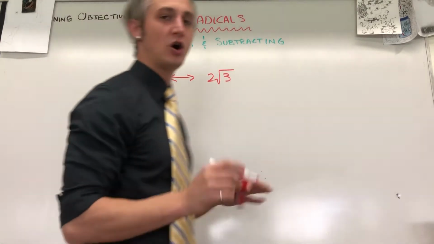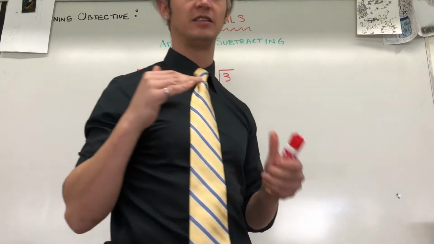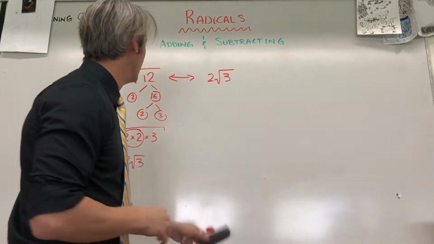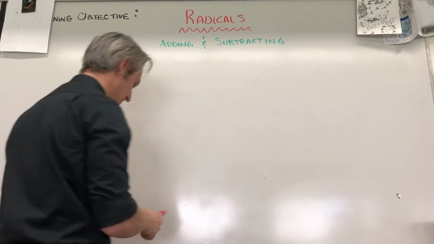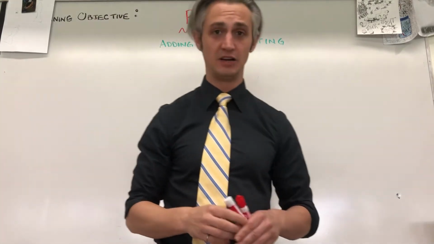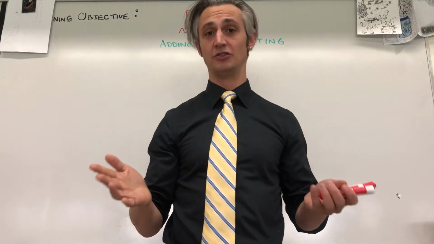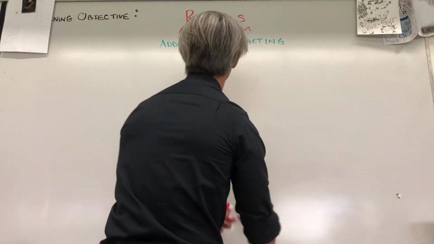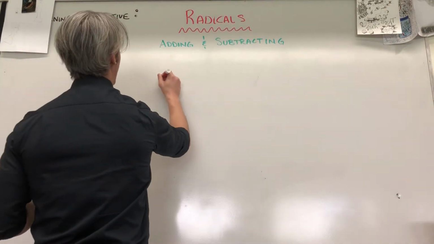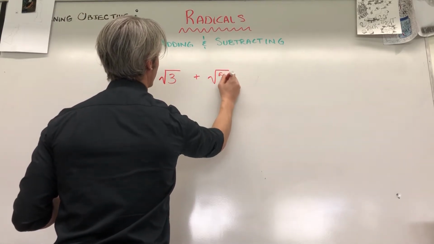Okay, so we need to know how to do this in order to be able to add and subtract radicals. Because when it comes to radicals, let me tell you directly, we cannot add or subtract radicals that are not the same radical number. What I mean by that is, I cannot add root 3 and root 5 together.